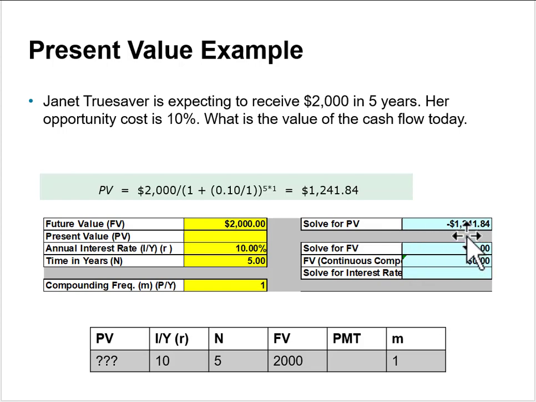This is worth $1,241 today. If you invest $1,241.84 for 5 years at 10%, you will have $2,000 at the end. So essentially, all we're doing is taking a cash flow and we're either moving it forward from today or bringing it back from the future.